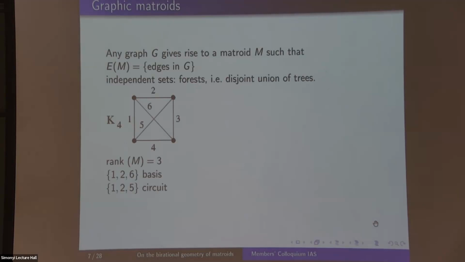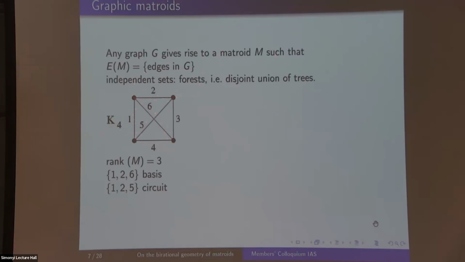Let's look at a simple example, which is relevant for our root systems later on. We take the complete graph on 4 vertices. So it has 6 edges, numbered 1 to 6, and these are the elements in our ground set. Yeah. So now we can look at independent sets, for example, this and this and this. This is a tree. It's a 3-element independent subset. You cannot find a 4-element independent subset, so the rank of this graphic matroid is 3. This, for example, is a basis. And an example of a circuit would be 1, 2, 5.